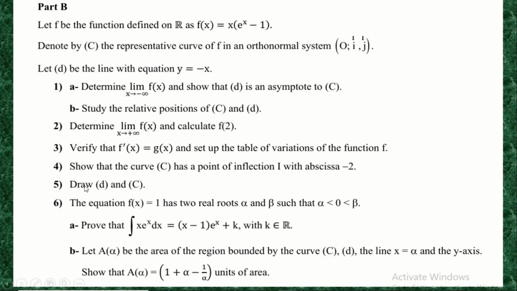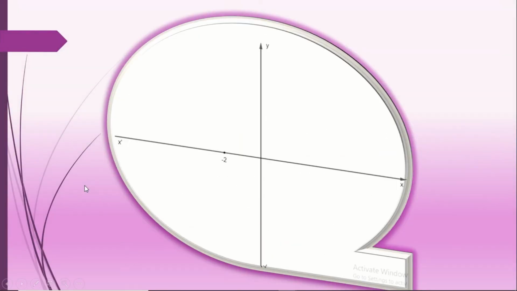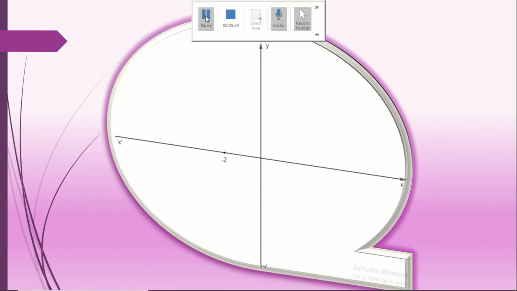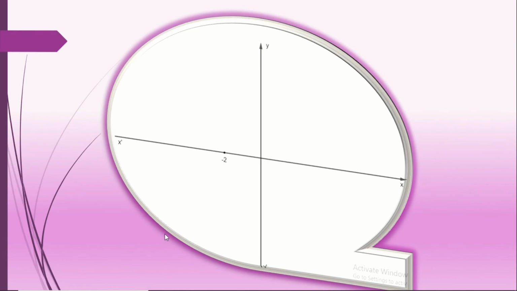Now draw D and C. How to draw them? Sure, here we should start with the straight line D, which will be an asymptote.